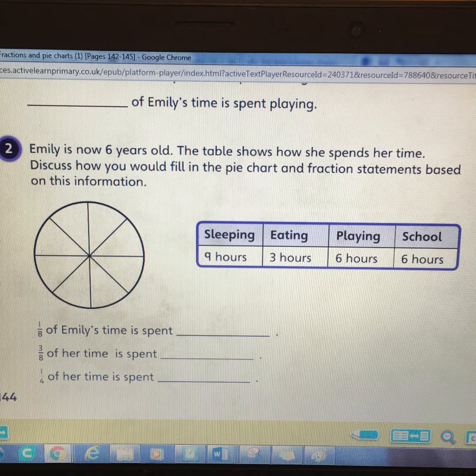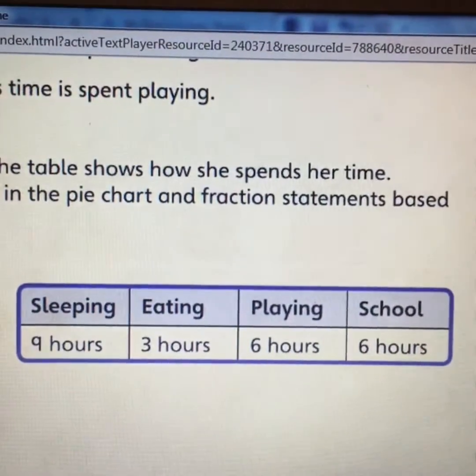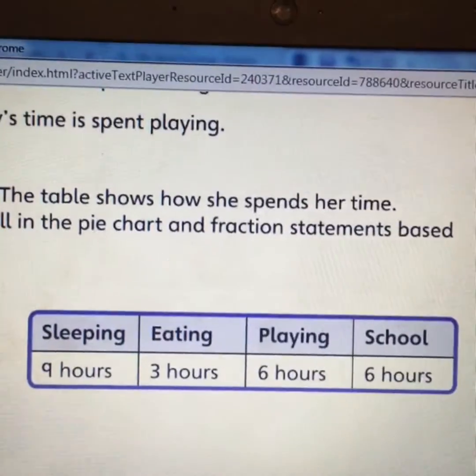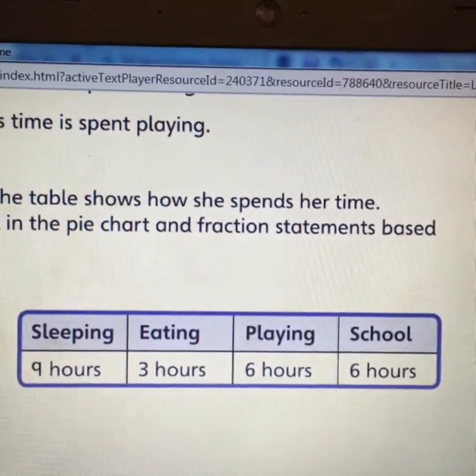So think about it. You know how many hours it's out of, so you can write them all as a fraction really easily, and then you might need to simplify some of them. Pause it and have a go. Okay, answer time then. So first things first, we need to turn this data, if you like, into fractions.